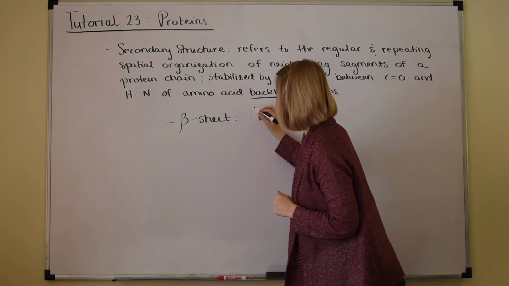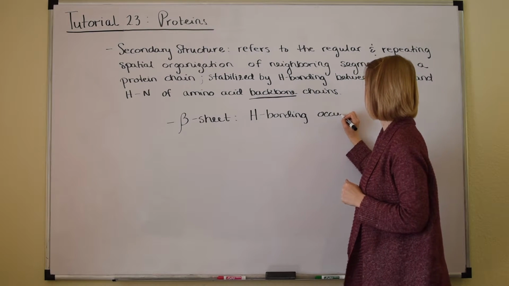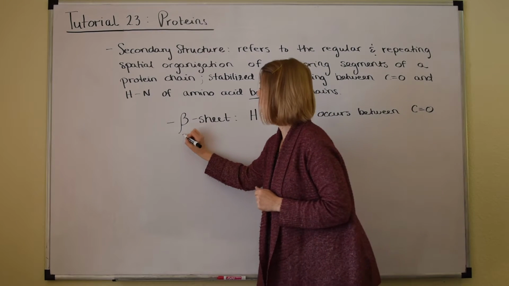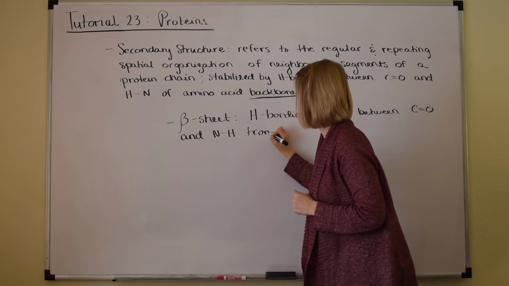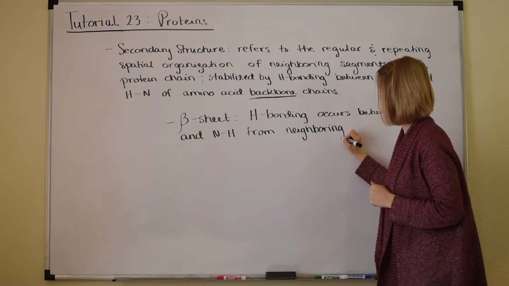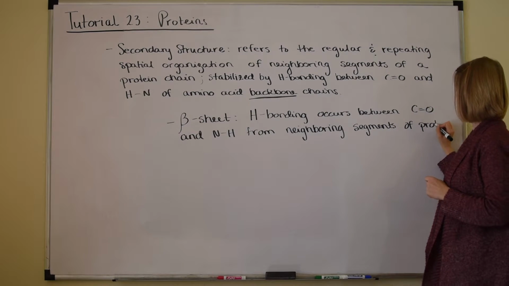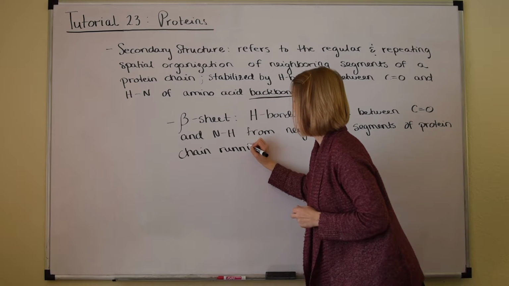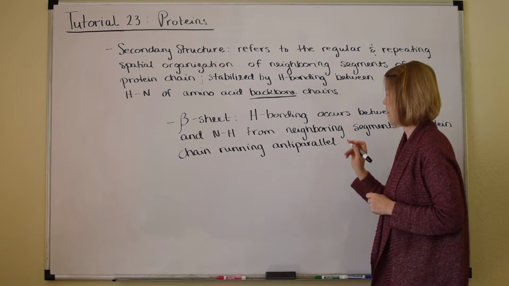So we have hydrogen bonding, H bonding, occurs between carbonyls and NHs from neighboring segments of the protein chain that are running anti-parallel to one another. Okay, so what does that mean?